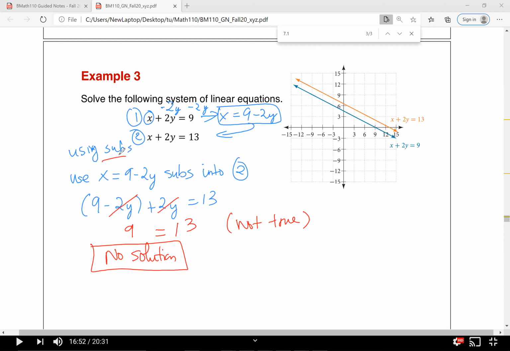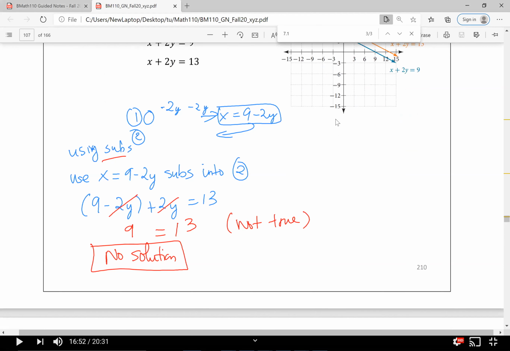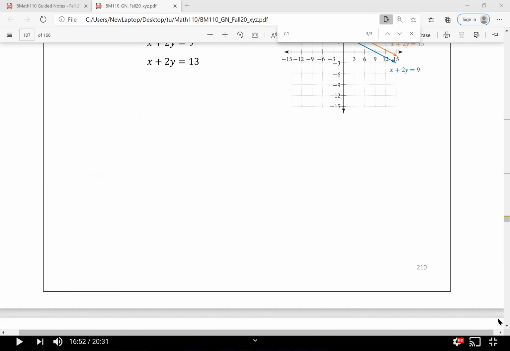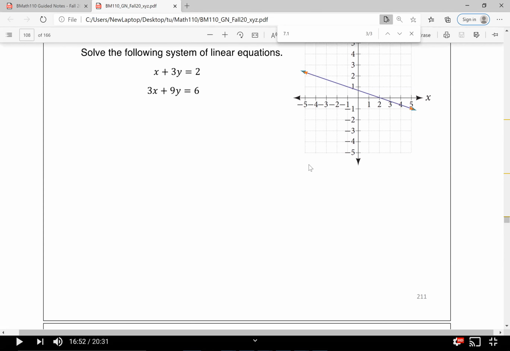So I just showed you two methods. And I would say the substitution method always works. If you don't want to focus on the elimination method, you can always use substitution. Okay. All right. So let's move down. And I'm going to clean this up. And now we have number 4.